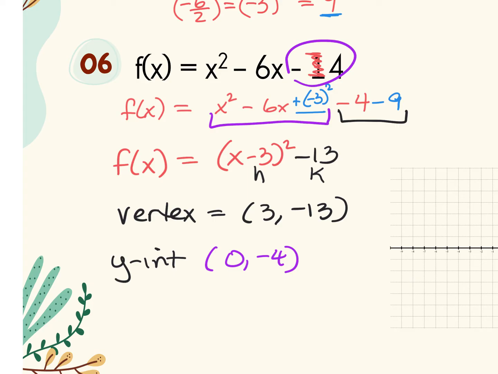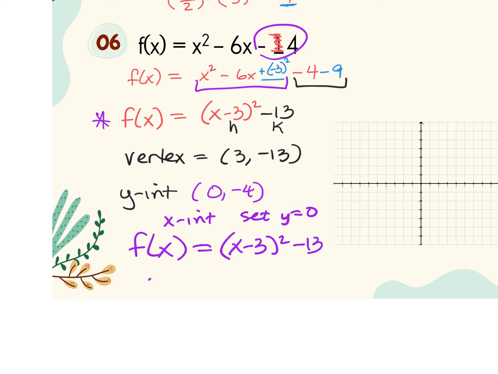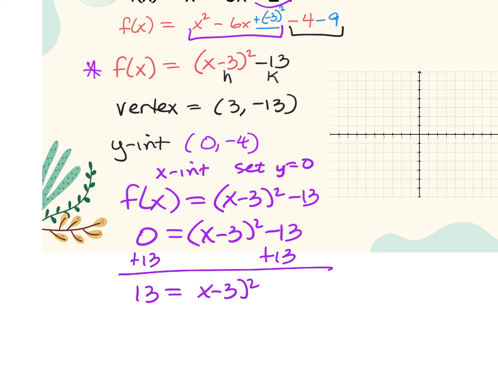To find the x-intercept, I'm going to use the newly formed standard form because it's easier than trying to factor or doing the quadratic formula. So let me go ahead and use this one to find the x-intercept. I'm setting y equal to 0, which is the f of x. So 0 equals x minus 3 squared minus 13. Going to add 13. 13 equals x minus 3 squared.